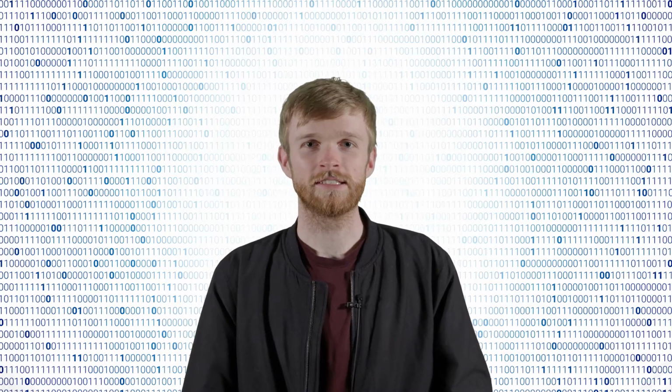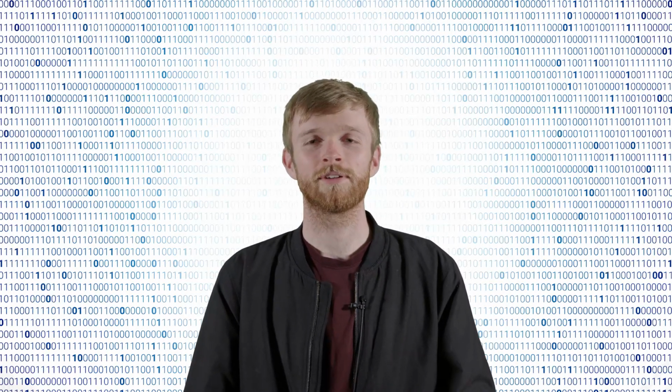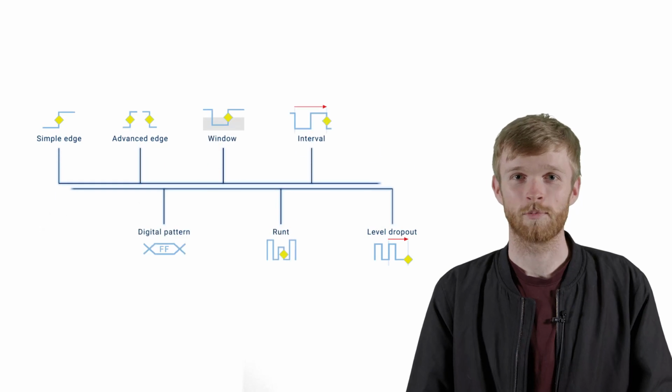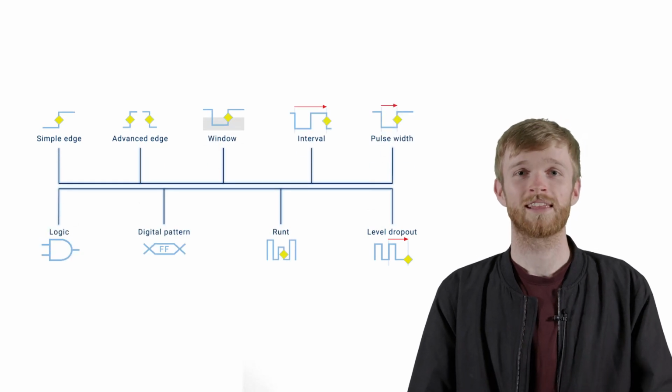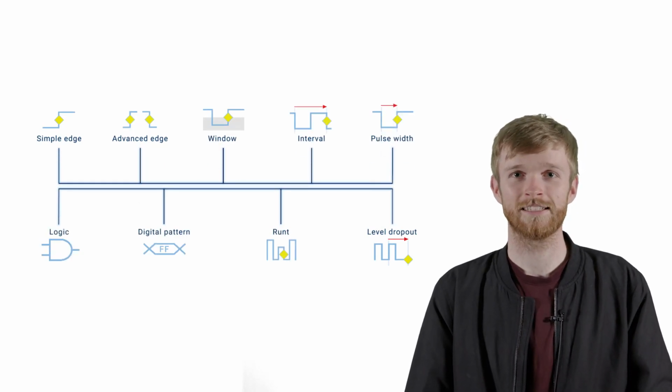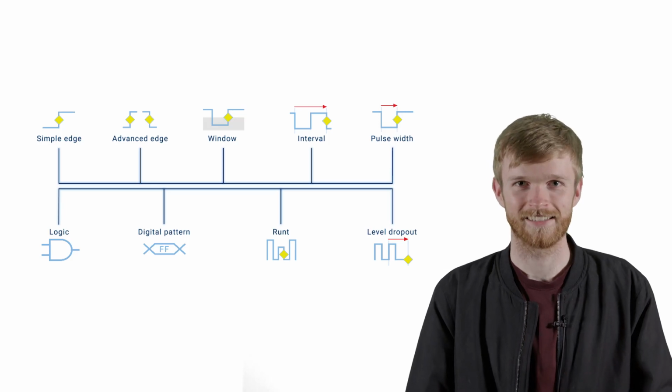Now you know your trigger modes, PicoScope 7 also offers a variety of trigger types. You can use these trigger types on different thresholds and characteristics of your waveform, opening up an opportunity for error detection and serial triggering. These types include simple edge, advanced edge, window, interval, pulse width, level dropout, runt, digital pattern, and logic. That's a lot.